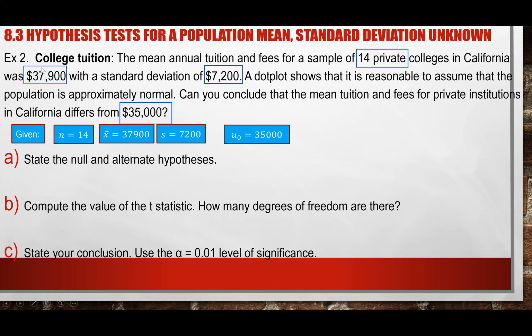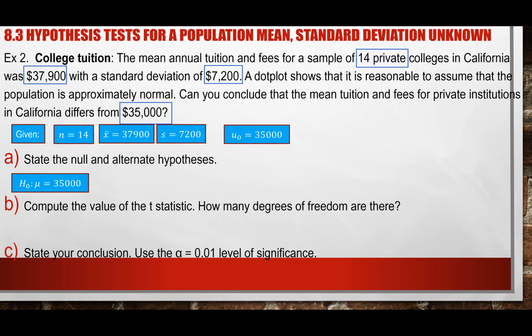We don't want to compare to my sample mean, right? We don't want to compare to the standard deviation. We only want to compare to what they ask us to compute, right? So again, if you have this here, hopefully now you say, oh, I can state the hypothesis, looking at this thing here.